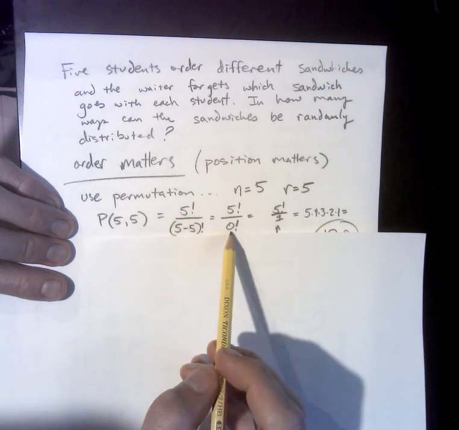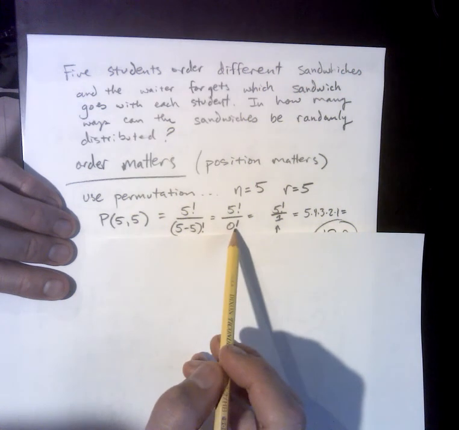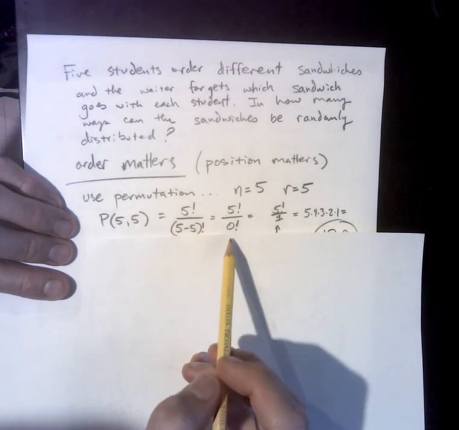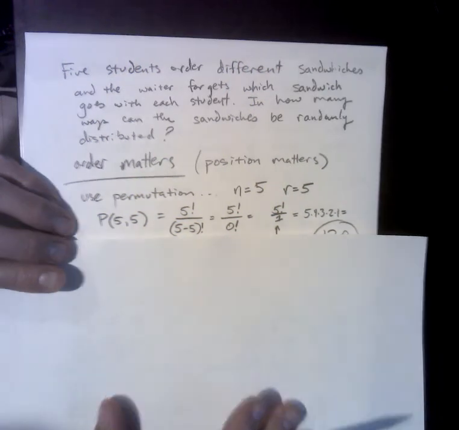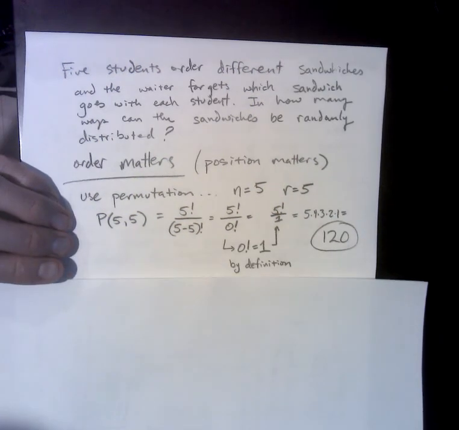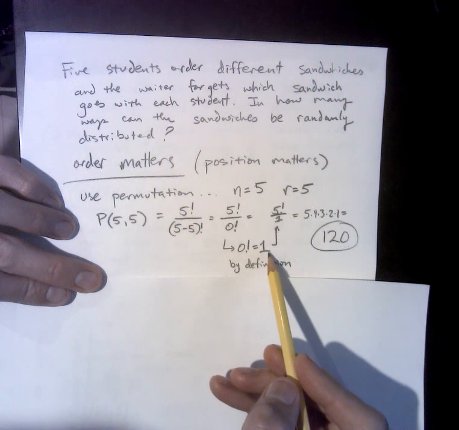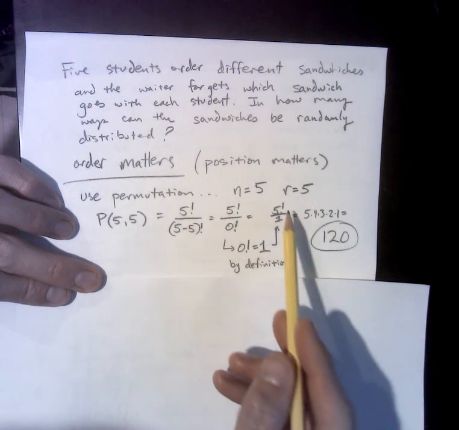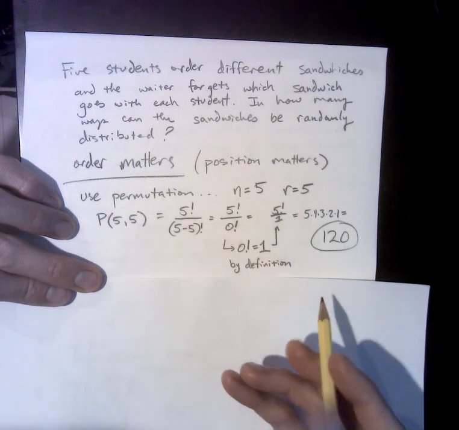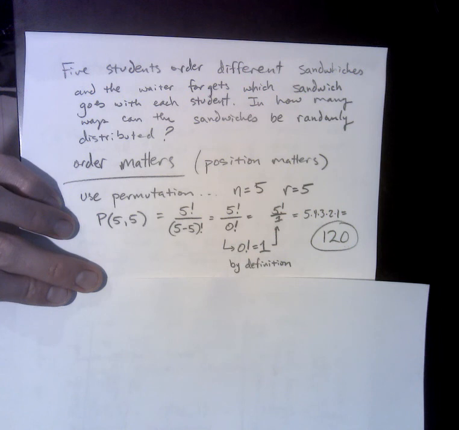Now, in order for this to work, 0 factorial can't be 0, because then we'd have division by 0, which is undefined. This whole formula would break down. This is where that definition comes into play. By definition, 0 factorial is just going to be equal to the number 1. So we end up with 5 factorial divided by 1, 120 different ways for the waiter to put those sandwiches down on the table.